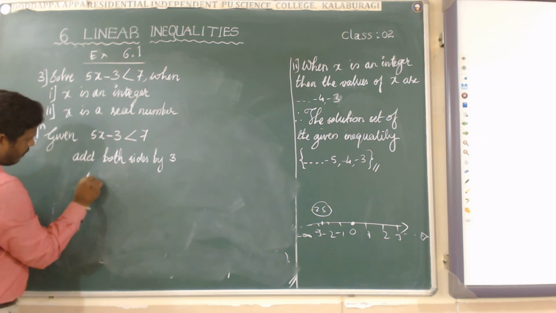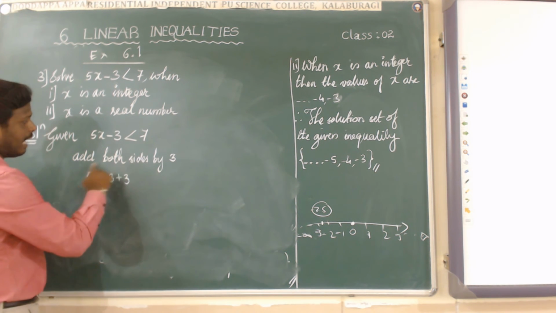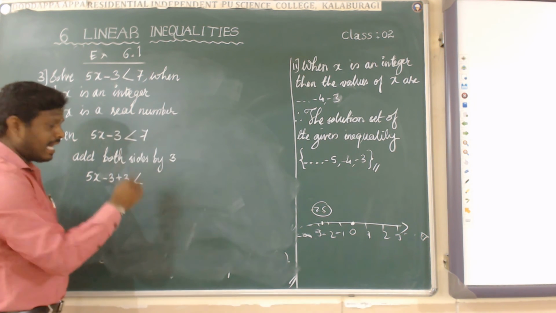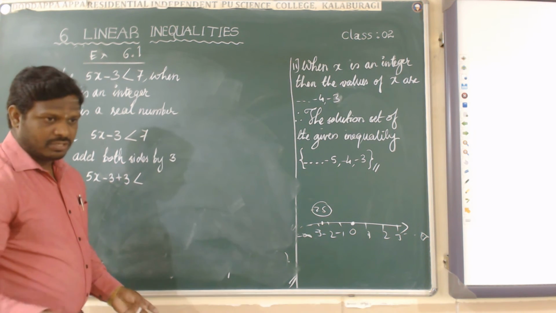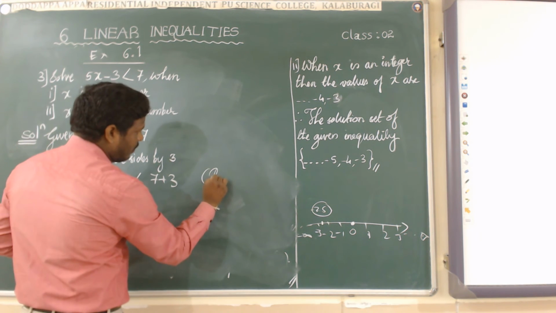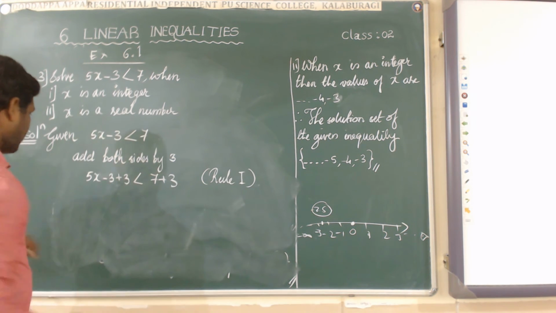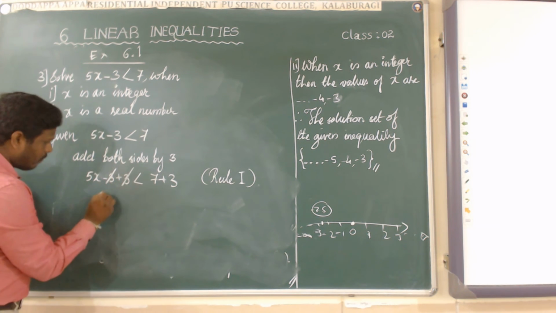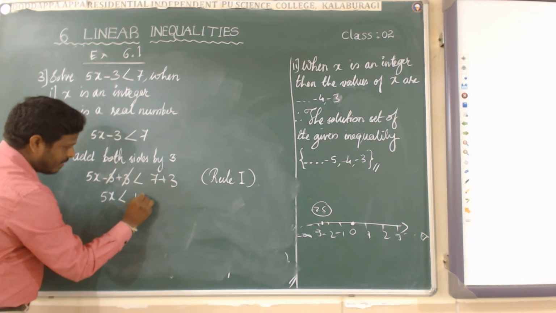Okay, 5x minus 3 plus 3, that means adding 3 to both sides, is less than 7 plus 3. The sign of inequality will not change, will not be affected. Next, simplify this one. Minus 3 plus 3 becomes 0. So what is left here is 5x, and 7 plus 3 is 10.